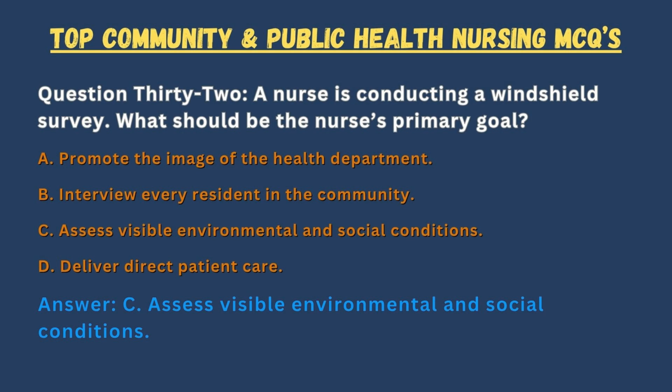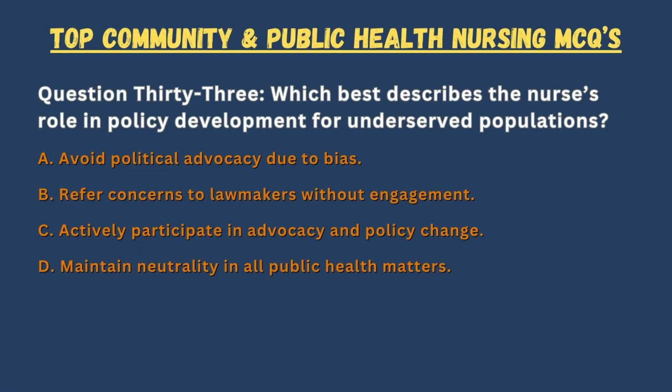Answer: C. Assess visible environmental and social conditions. Question 33. Which best describes the nurse's role in policy development for underserved populations? A. Avoid political advocacy due to bias. B. Refer concerns to lawmakers without engagement. C. Actively participate in advocacy and policy change. D. Maintain neutrality in all public health matters.